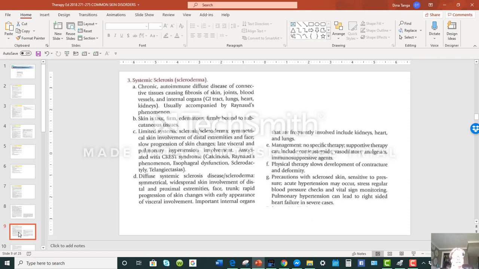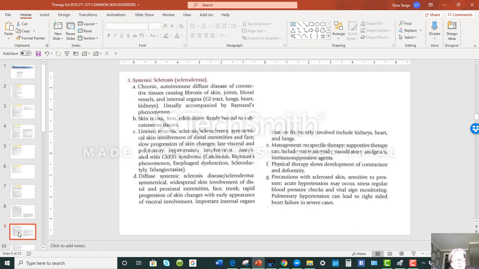Systemic sclerosis, scleroderma: chronic autoimmune diffuse disease of connective tissue causing fibrosis of skin, joints, blood vessels, and internal organs, GI tract, lungs, heart, and kidneys. Usually accompanied with Raynaud's phenomenon. Skin is taut, firm, swollen, firmly bound to subcutaneous tissues.